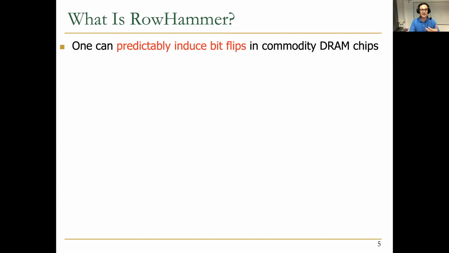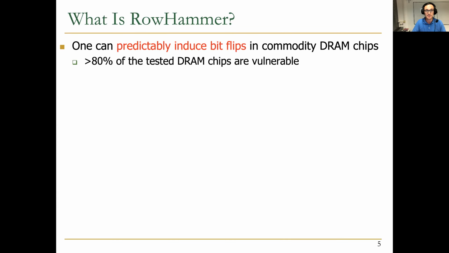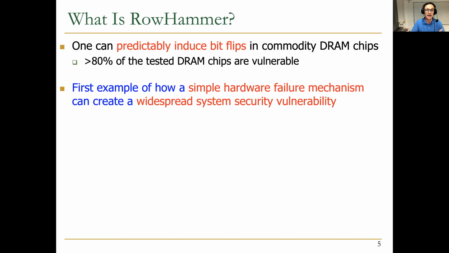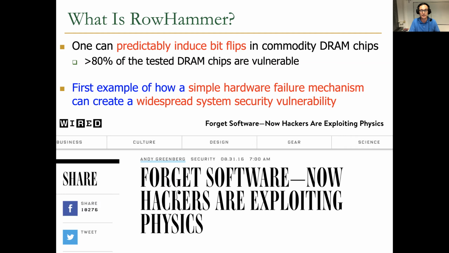So what is RowHammer with this backdrop? Basically, it's the fact that you can predictably induce bit flips in commodity DRAM chips. And at the time we tested the DRAM chips, more than 80% of the tested DRAM chips were vulnerable. I'll give you more recent results that show essentially the same thing, frankly, and maybe more. This is really the first example of how a simple hardware failure mechanism can create a widespread system security vulnerability.